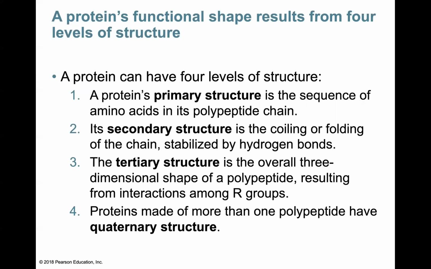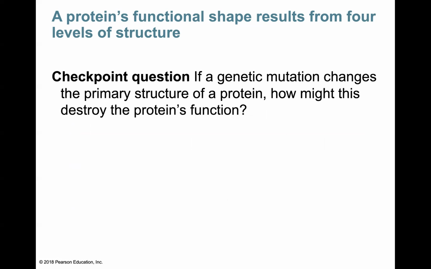The secondary structure is formed due to the coiling or folding of that polypeptide chain, which is stabilized by hydrogen bonds. Tertiary structure of the protein is the overall 3D shape of a polypeptide resulting from interactions amongst the R groups of different amino acids. And then finally, we have the quaternary structure, which is created due to the interactions of more than one polypeptide chain arranging into a quaternary structure.